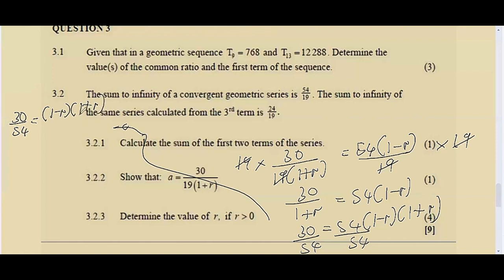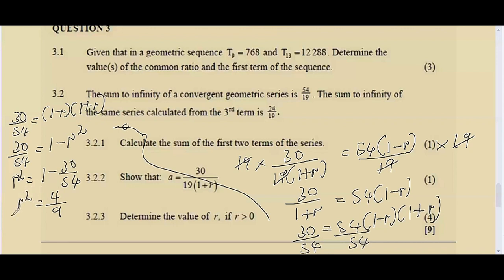Now looking at this, you can see that this is a difference of two squares. So we have 30 over 54 is equals to 1 minus r squared. Now let's take this over to this side. So we have r squared is equals to 1 minus 30 over 54, right? Now if we do that, this will end up giving us r squared is equals to 4 over 9, if you punch it in your calculator.